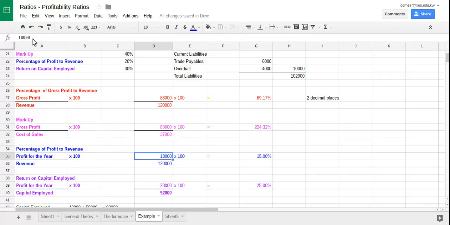Profit percentage, the profit to revenue ratio. That's a profit for the year, which is 18,000 divided by the revenue and multiplied by 100 again, and to 2 decimal places, that comes to 15%.